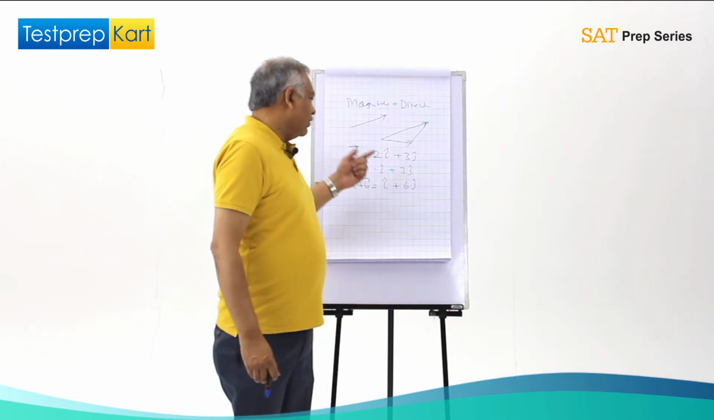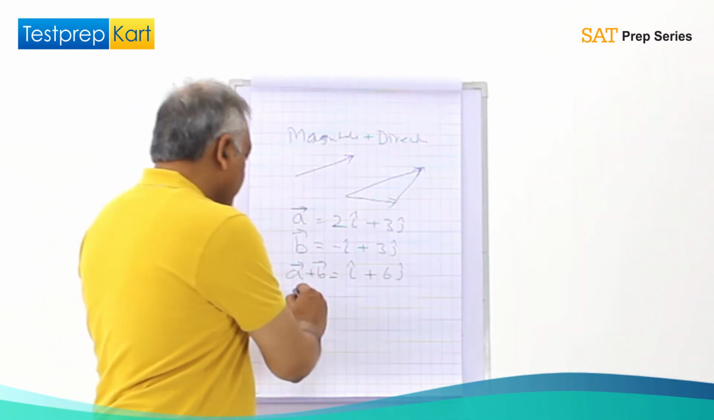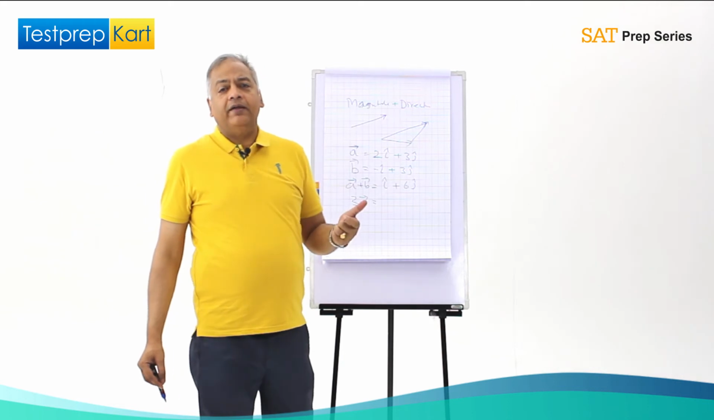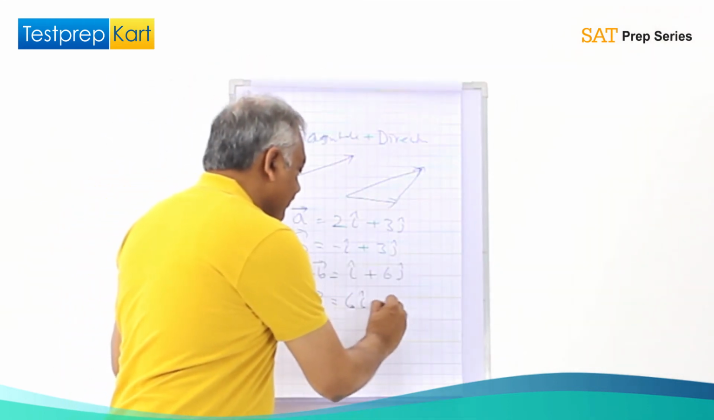Similarly, if you want to multiply a vector by a number, let's say 3, then what will be 3A? 3A will be equal to, you multiply that number by each component. So, it will become 6i plus 9j.